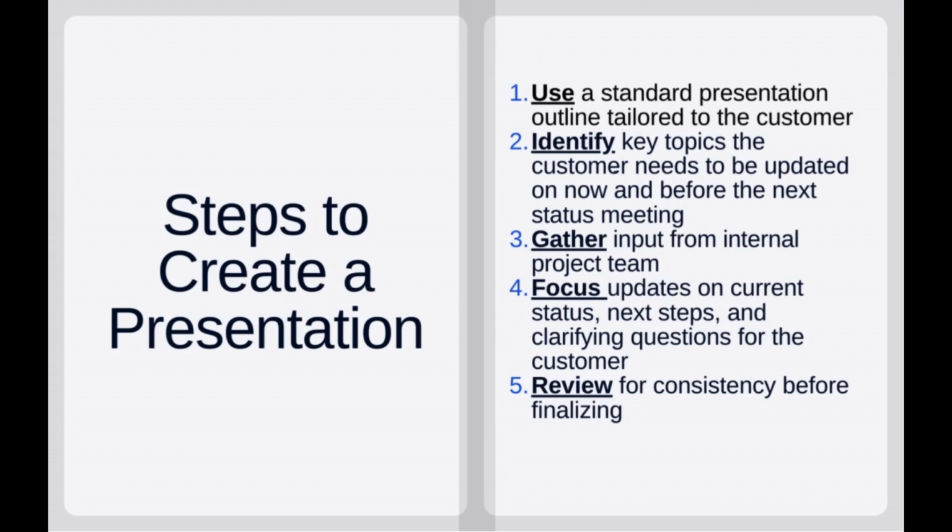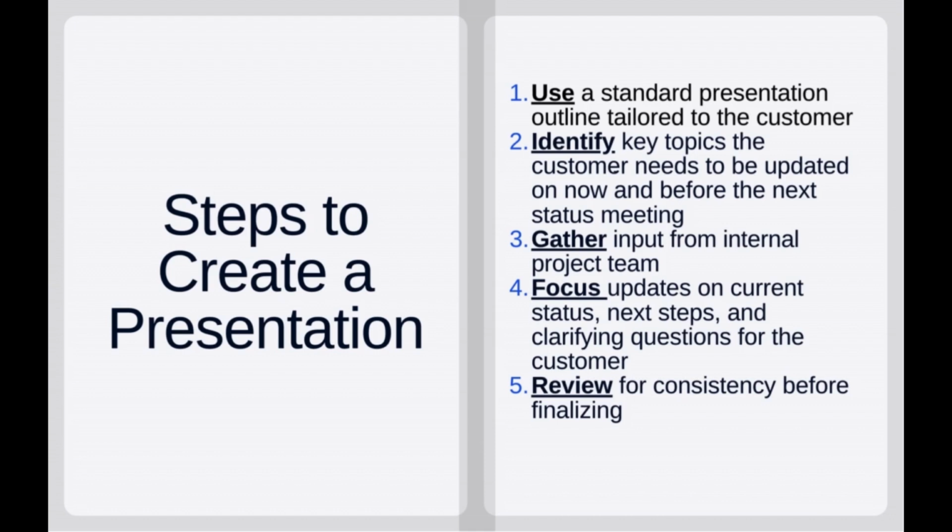Number three, gather input from your internal project team. No reason for you as the project manager to be winging it and going it alone. Your project team is there to help you with hot off the press updates, important things that you may have. Involve your project team in identifying item number two, the key topics to update. So gather that input and then consolidate that all together into a cohesive picture of what you are going to share with your customer, and anticipating questions that you might get from the customer.